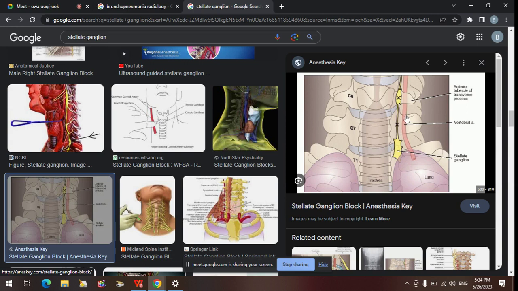What supplies the levator palpebrae? Anybody? Levator palpebrae, what supplies it? Do we remember from our neuro? Cranial nerve 3, the oculomotor nerve. Exactly. So oculomotor nerve palsy can present with ptosis.